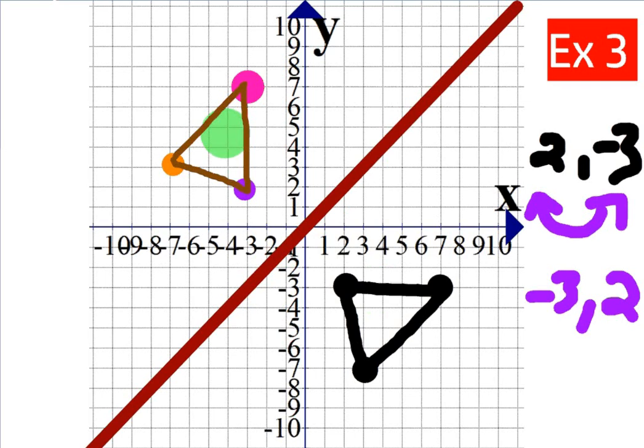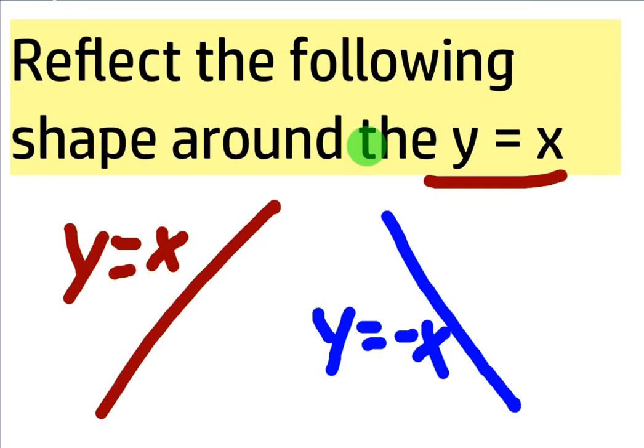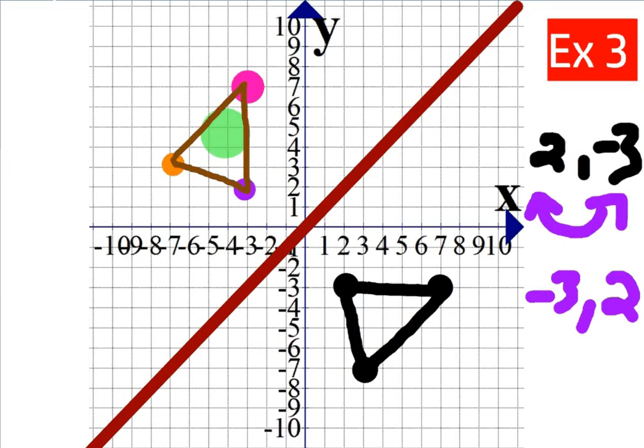So that's it for example 3, and I believe that will cover everything for reflection. Again, the other line you might be concerned with is y equals negative x, which I showed you before. You will just draw it the same way as that line, except the other direction. Follow the same steps. If you have any other questions about reflecting shapes around lines, let me know.